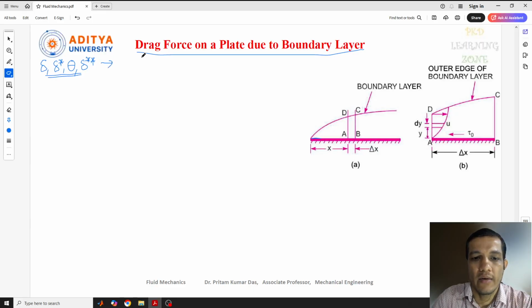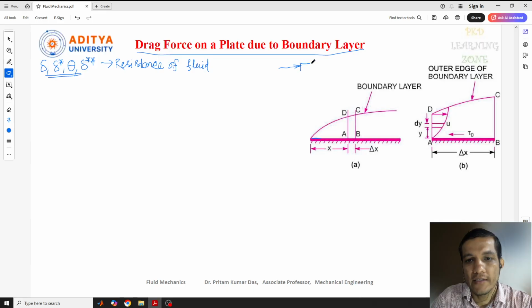So drag force is nothing but the resistance of a fluid. The resistance of a fluid will have an impact on the body, or a moving object. The resistance of the fluid exists on a moving object, and it is always acting opposite to the direction of the motion. So suppose you are dragging an object in this direction, the drag force will be opposite to this.